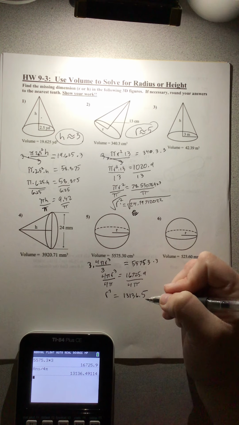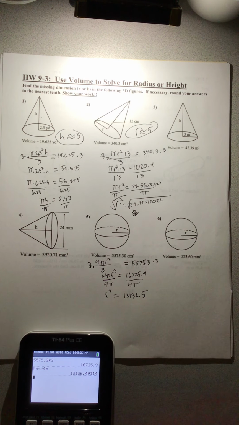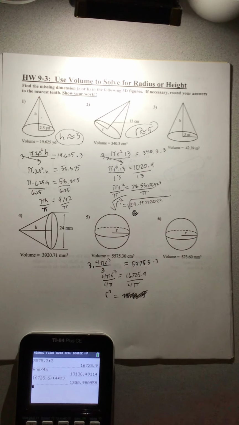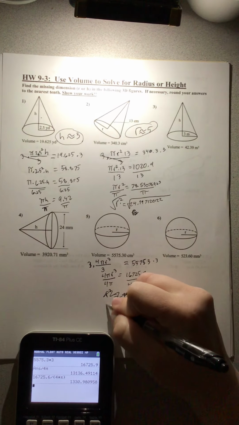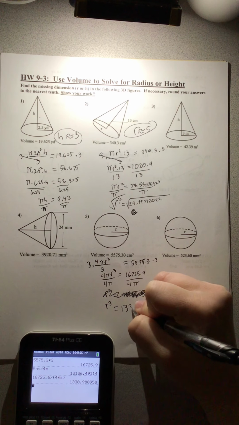I don't think I did that right. Hang on. Time out. Sometimes I struggle with my calculator. 16,725.9 divided by, sometimes my calculator is dumb. Yep, it was dumb. I have to make sure I do it that way. So r cubed, because it didn't match the answer sheet.